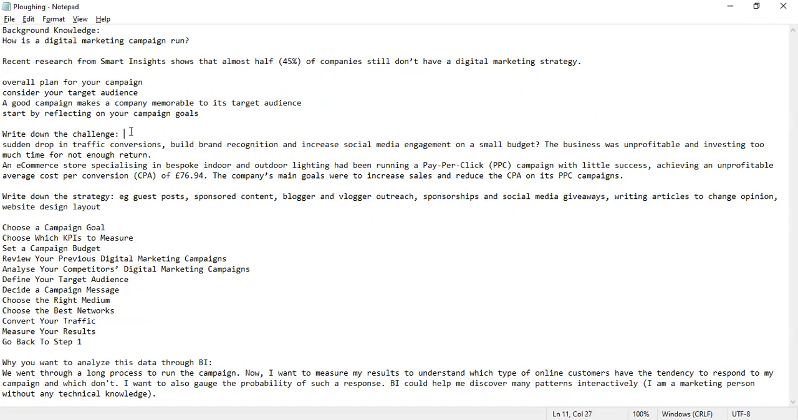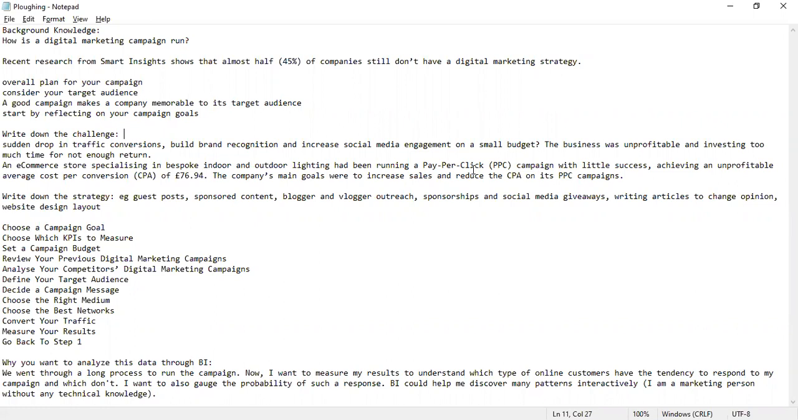So write down the challenge. An e-commerce business faces a sudden drop in traffic and conversions, and needs to build brand recognition and increase social media engagement on a small budget. The business is unprofitable and investing too much time for not enough return. An e-commerce store specializing in bespoke indoor and outdoor lighting has been running a pay-per-click campaign with little success. I think most of you should know about the PPC thing. It's related to digital marketing. They are doing pay-per-click, but they are just spending money and not getting results out of that. So they achieved an unprofitable average cost per conversion of 76.94 euros.